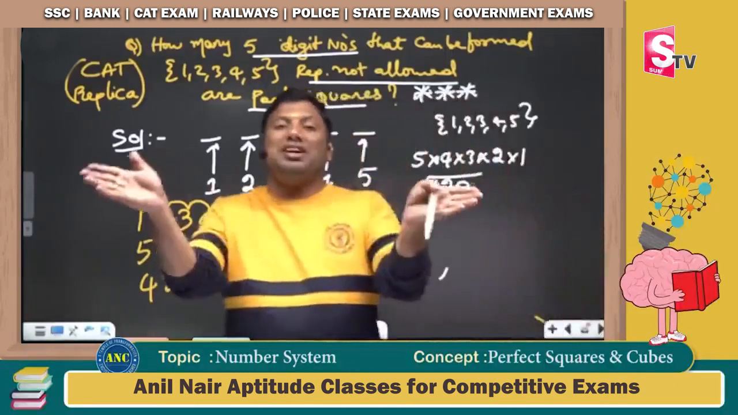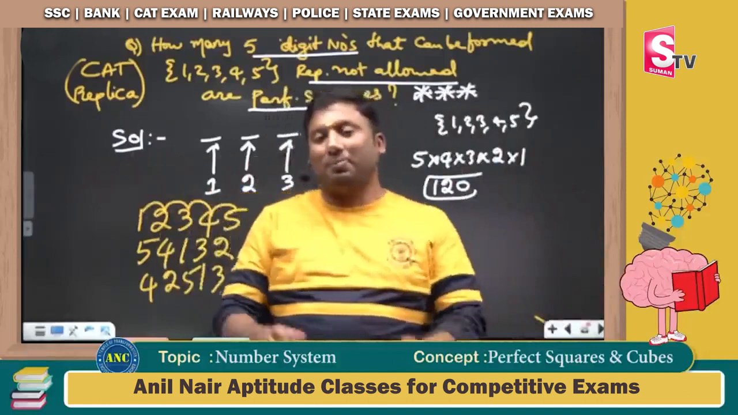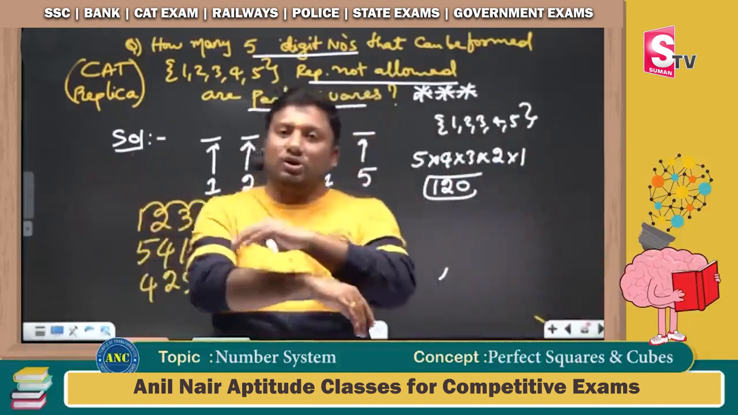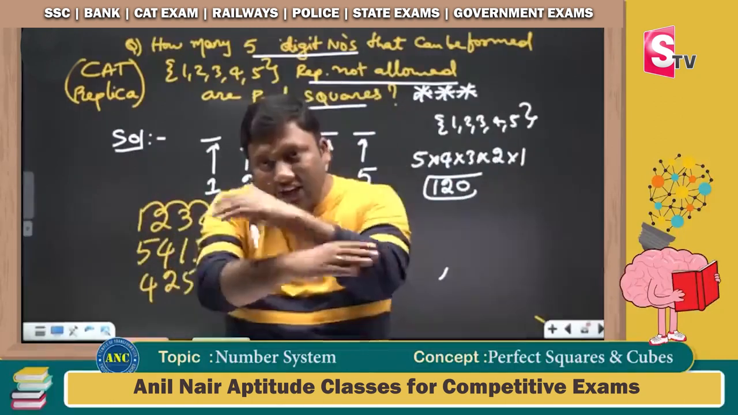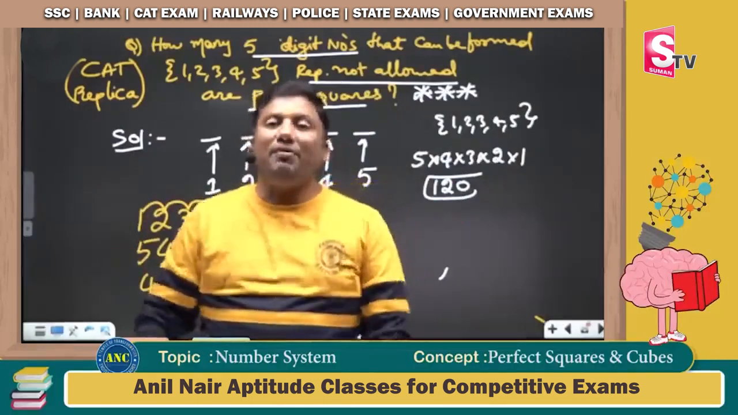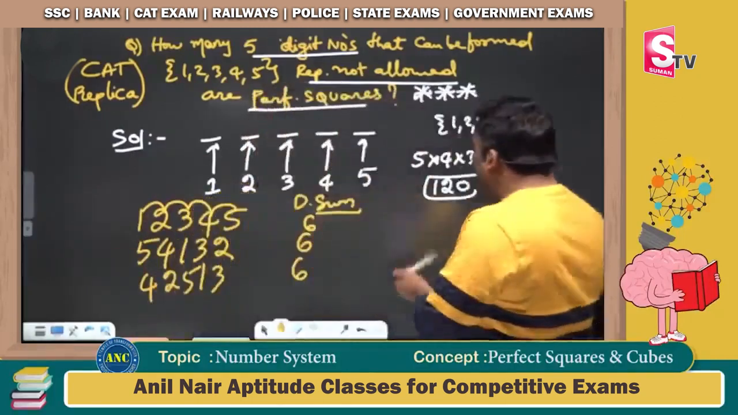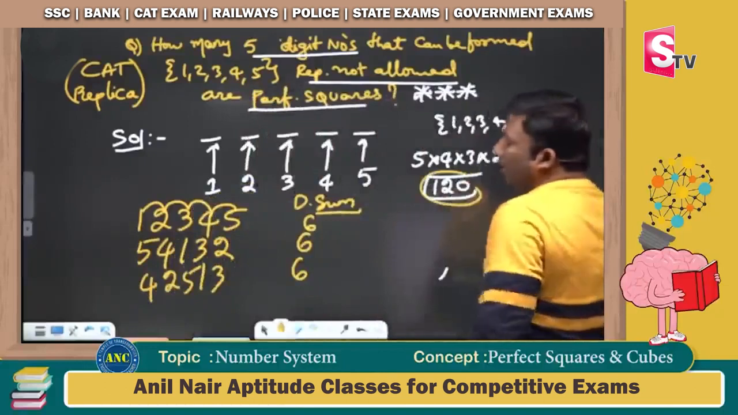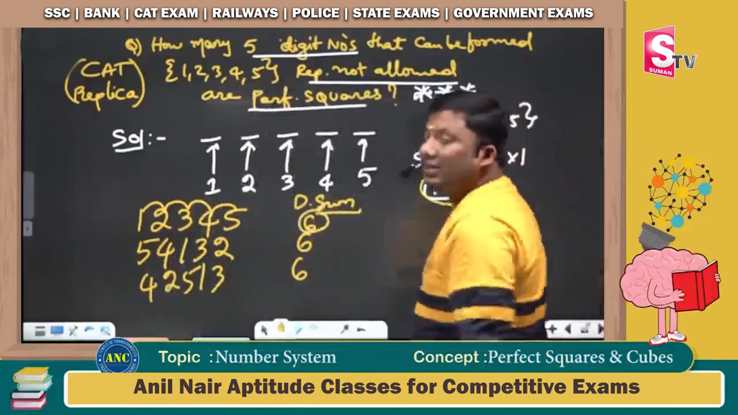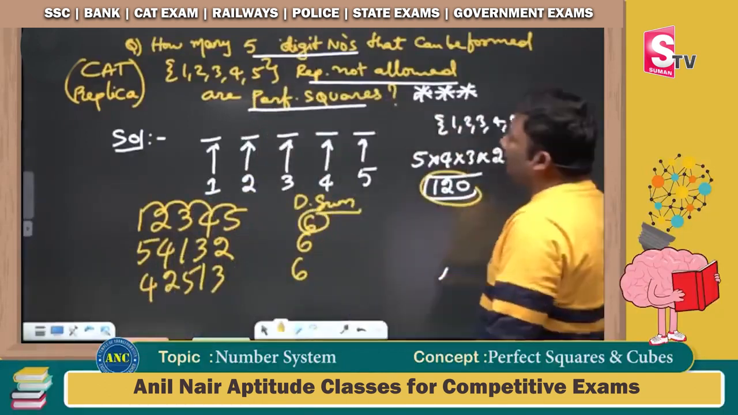1 plus 2 plus 3 is also equivalent to 2 plus 1 plus 3. It is also equivalent to 3 plus 1 plus 2. If I interchange the digits, the sum of the digits will not change. For all the 120 numbers, what will be the digital sum value? Digital sum value is nothing but 6.